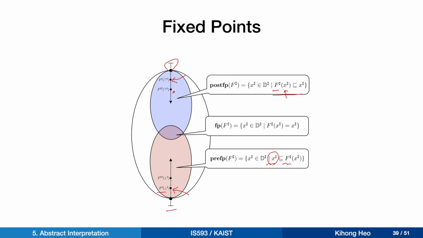An element that exists in the intersection is actually called fixed point. There can be many fixed points, as you can guess. Among them, the largest one is called greatest fixed point, and the smallest one is called the least fixed point, which is the ideal analysis result.